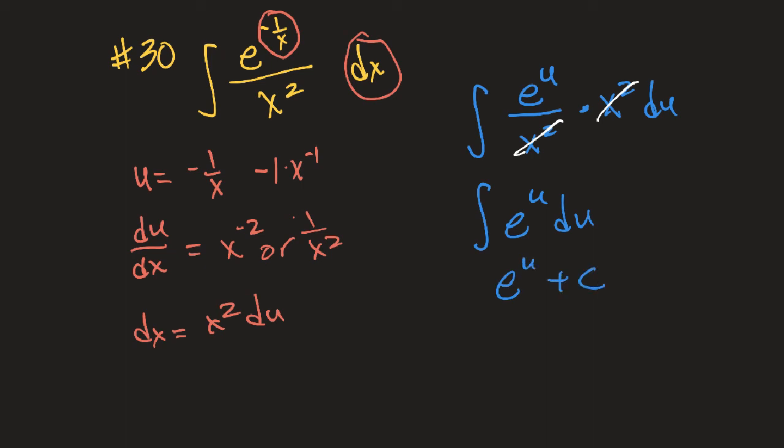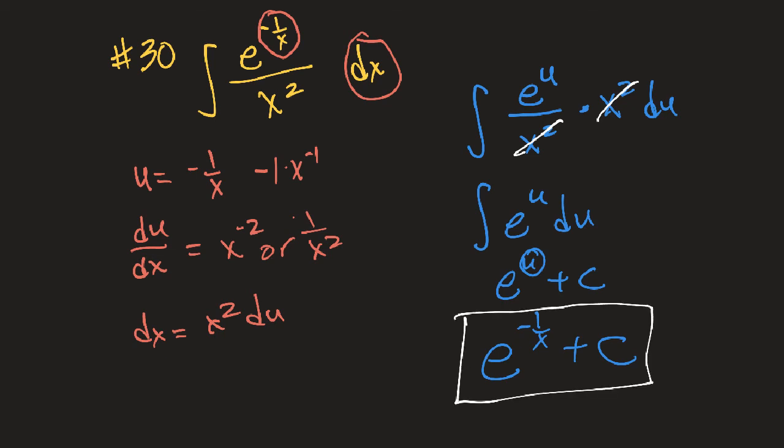But we don't want to stick with u. We're going to replace that u with that negative 1 over x. So this thing becomes e to the negative 1 over x plus c. That's what this indefinite integral equals. And so that one didn't turn out to be too bad, again, but that making that critical choice for choosing u to be the exponent is how you handle that.